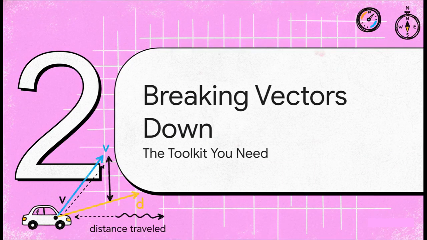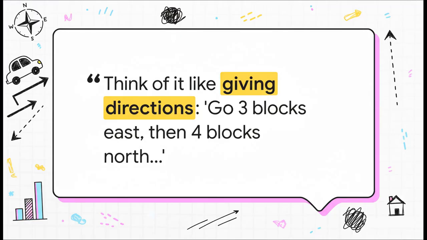Okay, so if we can't just add them up, what do we do? How do we handle these directional numbers? Well, the trick is to break them down into parts that are way easier to manage. Let's build our toolkit. I love this analogy because it just makes everything click. Vectors are basically just a fancy math-approved way of giving someone directions. Instead of trying to describe a diagonal line, you just say, go this far sideways, then go this far up.